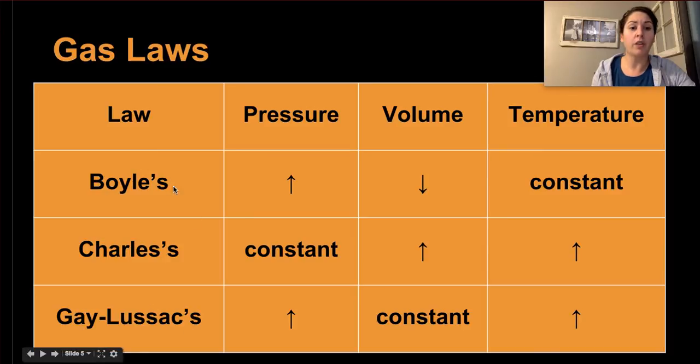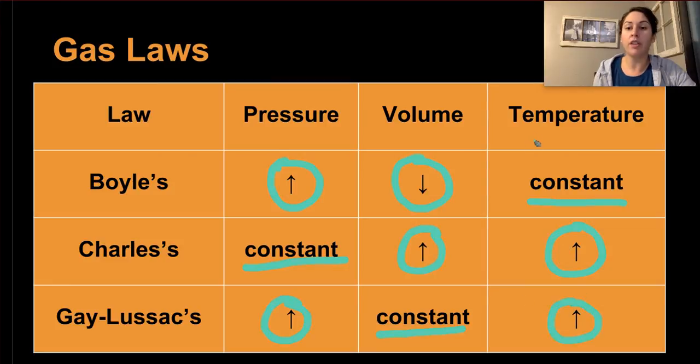Boyle's gas law is about pressure and volume. As pressure increases, volume will decrease, and vice versa, assuming that temperature is held constant. With Charles' law, he discovered that as volume increased, temperature would increase and vice versa. So there's that temperature component, and that's assuming that pressure is constant. On the other hand, if we keep volume constant, we see that as pressure increases, temperature increases.